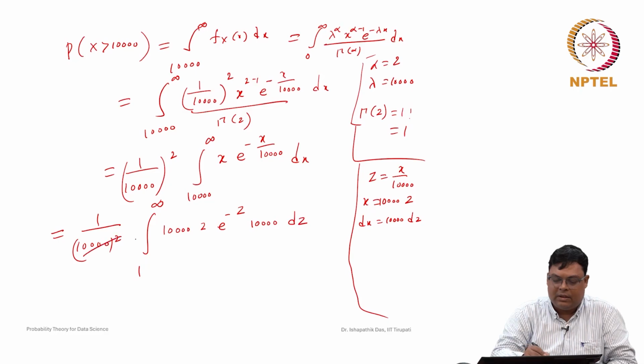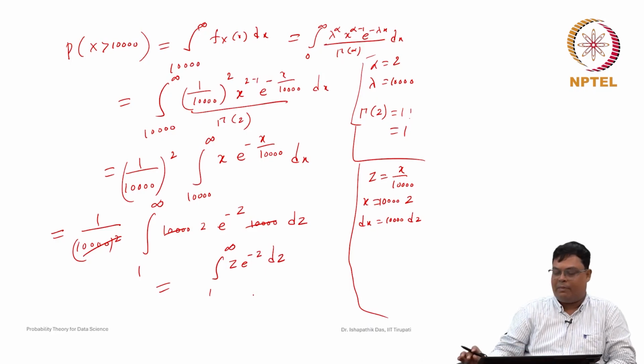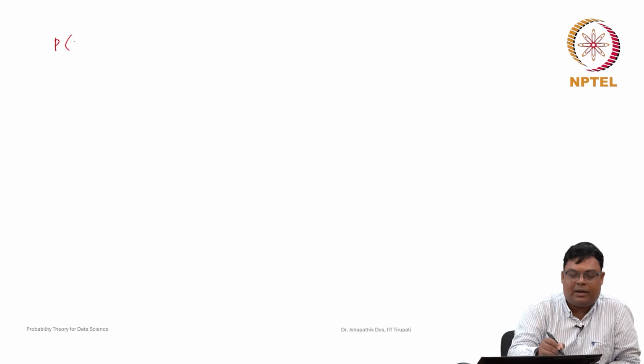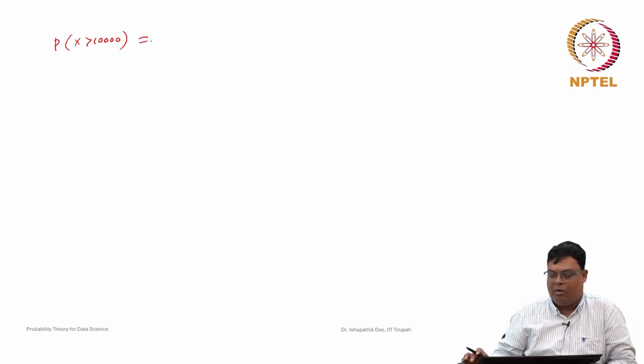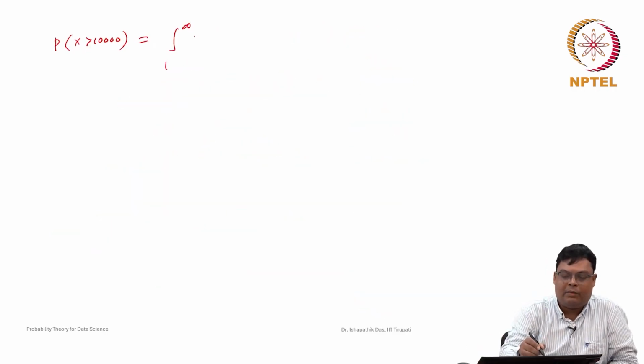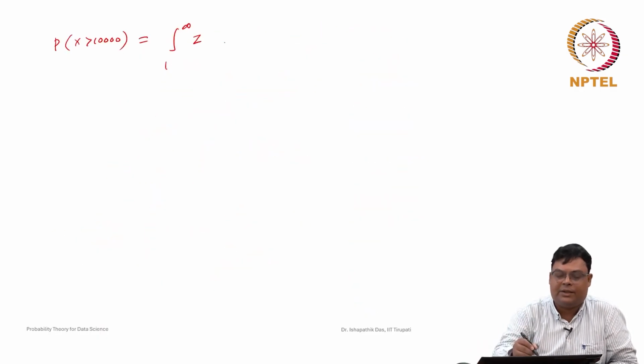So, then this 10,000 square is cancelled. So, this is nothing but 1 to infinity z e to the power of minus z dz. So, that we want to find. So, basically it is a very simplified form we have got. So, this is nothing but, hence, the probability that x is greater than 10,000 is what we found, it is 1 to infinity z e to the power of minus z dz.